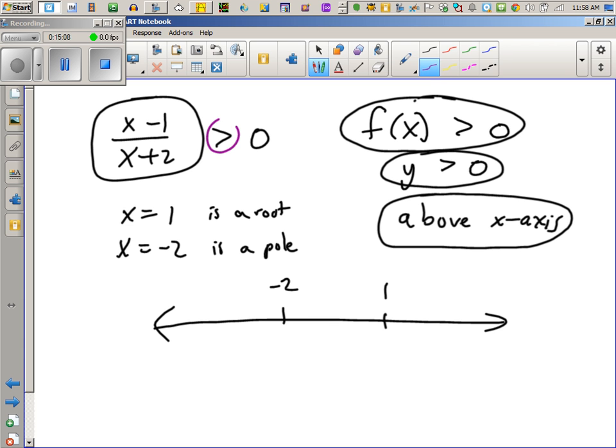Now this is a strict inequality, so I'm going to make them open points. And I'm just going to test one value because I'm lazy, and multiplicities are all odd anyway. 0 it is. So if I plug in 0, I get 0 minus 1 over 0 plus 2 is greater than 0. That is false. Negative 1/2 is not greater than 0. So I'm not going to shade the middle. I'll shade the other side of 1 and negative 2.